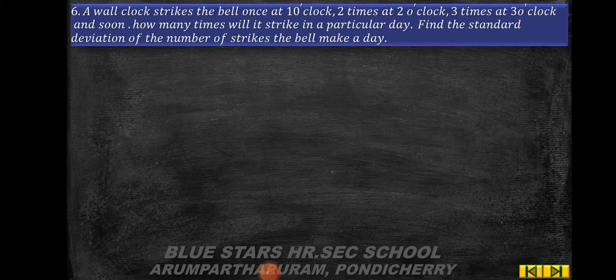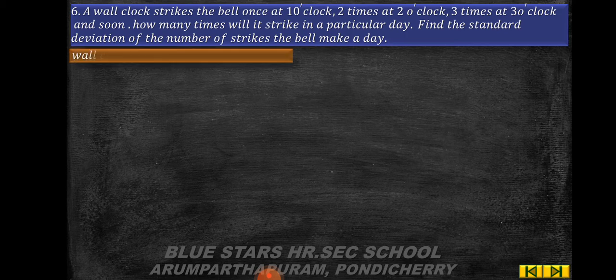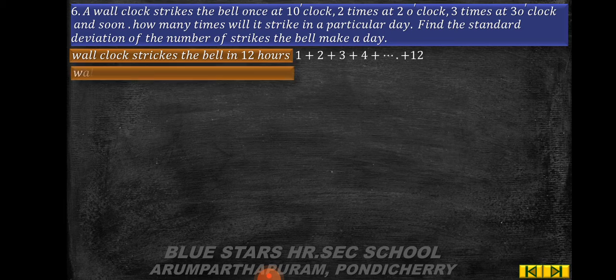Question number 6. A wall clock strikes the bell once at 1 o'clock, 2 times at 2 o'clock, 3 times at 3 o'clock, and so on. How many times will it strike in a particular day? Find the standard deviation of the number of strikes the bell makes a day. So wall clock strikes the bell in 12 hours, 1 plus 2 plus 3 etc. up to 12.